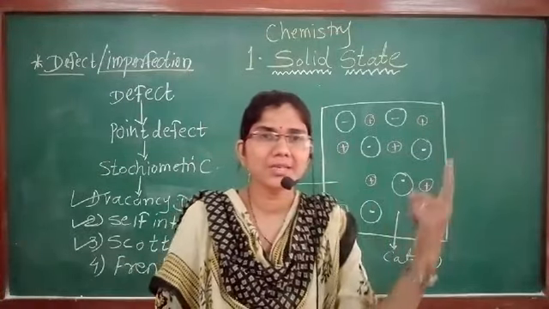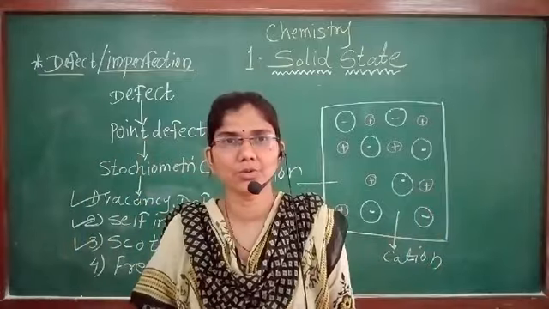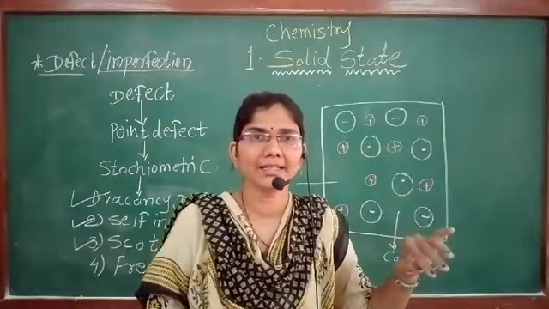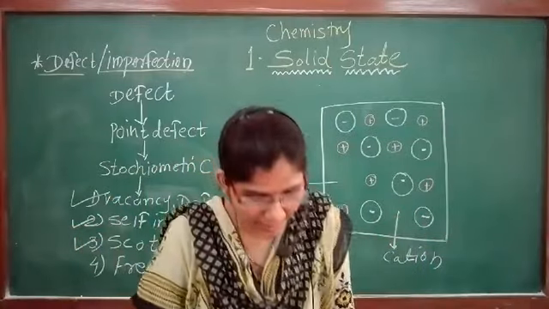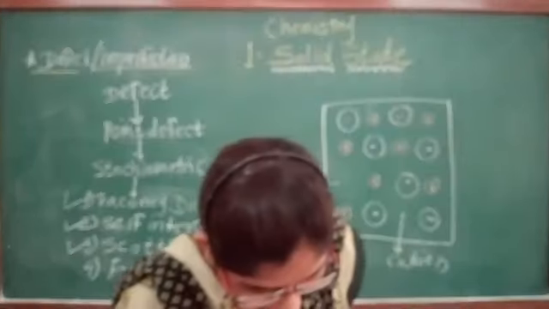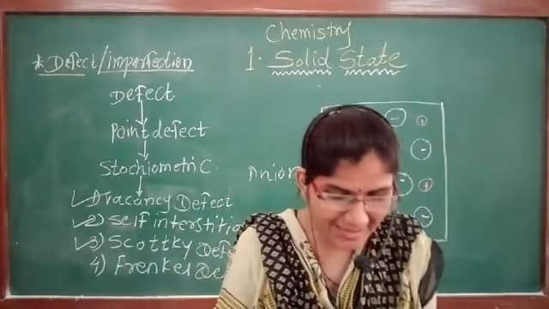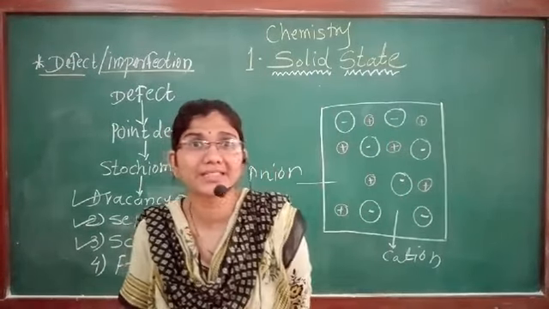एक जर कॅटायन मिस झाला तर त्याला एकच anion मिस होतो. दोन कॅटायन मिस झाले, वॅकन्सी प्रोड्यूस झाली तर त्याला दोन anion मिस होतात. and therefore electrical neutrality of the compound is maintained, it gets preserved.